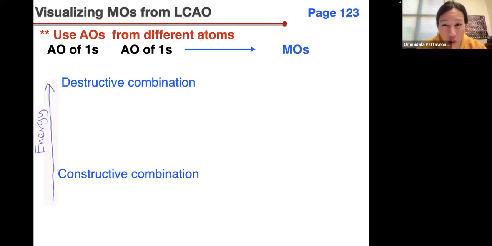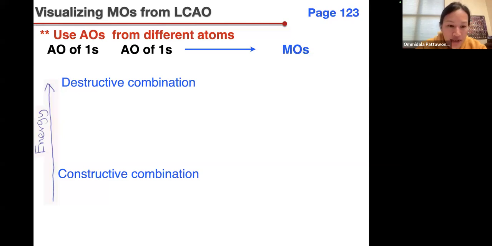If you want to, you are welcome to put this in your note card. So energy is going up. When you're looking at the type of combination, note that constructive combination will always yield lower energy than the destructive combination. The reason for that is because it's a more favorable process.